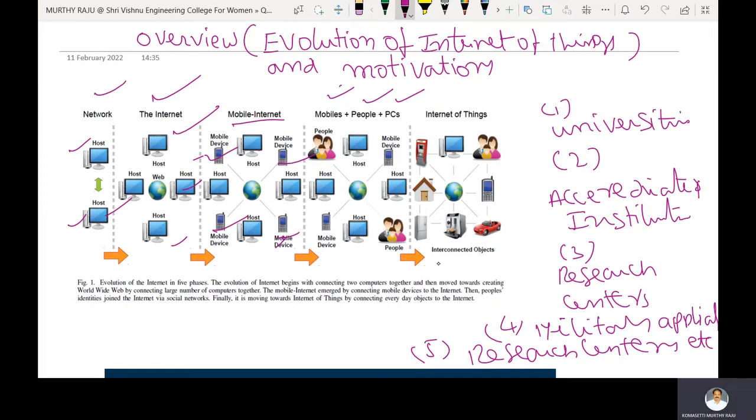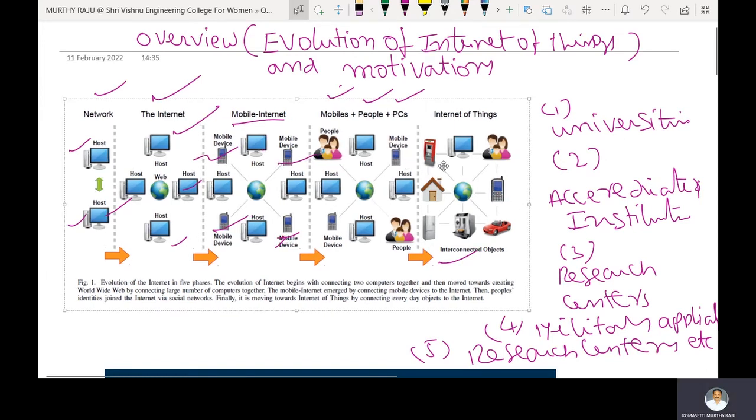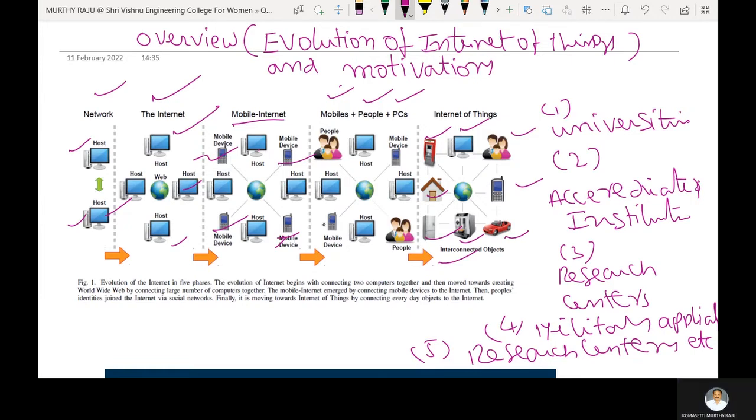Okay. In the fifth phase, finally, it is moving towards Internet of Things by connecting everyday objects to the internet. Here, this is the PC, people, mobile, a car with IoT facilities, that means sensors with internet connectivity. And these are the coffee maker, smart refrigerator, smart home, ATM for banking services. All are connected to the internet. That is called the Internet of Things. These are the five-phase evolution of Internet of Things. This is also called a web view of Internet of Things.